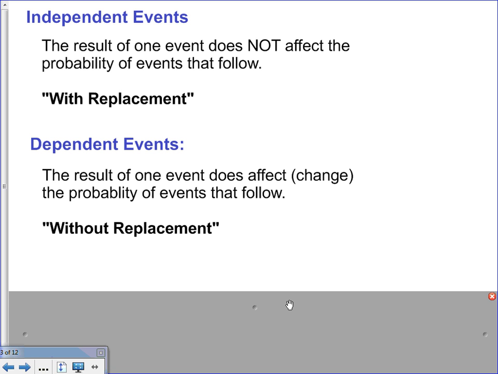Hang on just 1 second. Is this Ms. Conkey? Yes? Yes. Can you go to Mr. Brown? I have a feeling she knew that was coming. Okay.